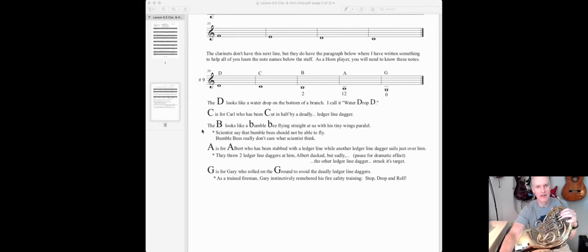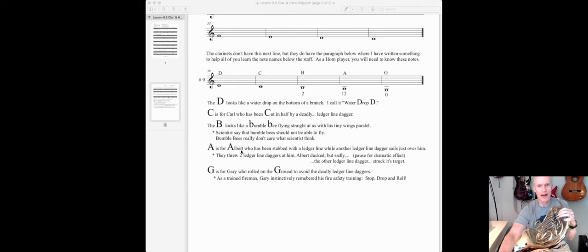And then this C. C is for Carl, who's been cut in half by the deadly ledger line dagger. You know, a dagger that you throw. So I'm imagining that this little line right there is a dagger that's been thrown at Carl. He's been cut in half. Now, the B looks like a bumblebee flying straight at us with his tiny wings parallel. See, there's his wings. That's the little bumblebee right there. Scientists say that bumblebees should not be able to fly. Bumblebees really don't care what scientists think.